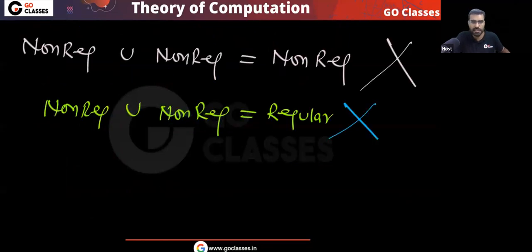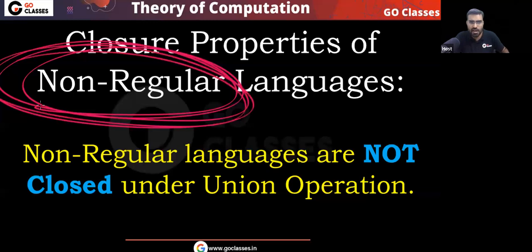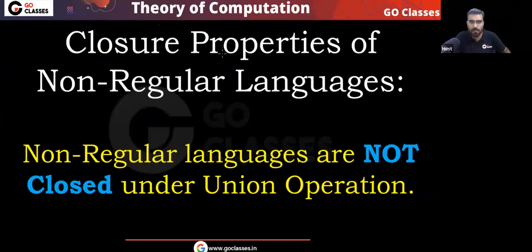So finally I can say, are non-regular languages closed under union operation? No, they are not closed under union operation. The proof is quite simple and beautiful.